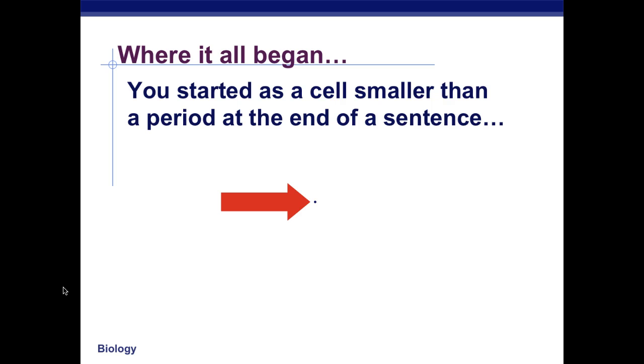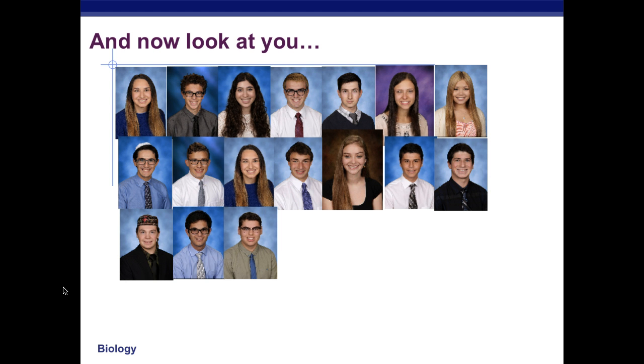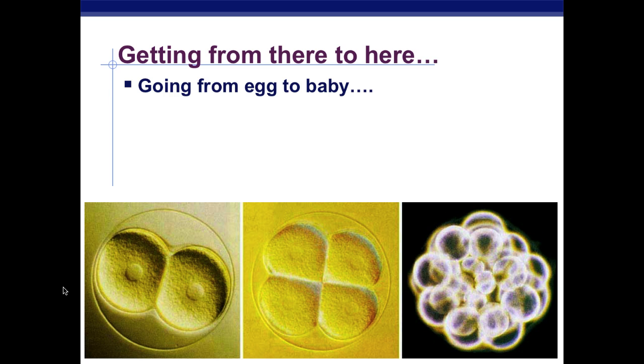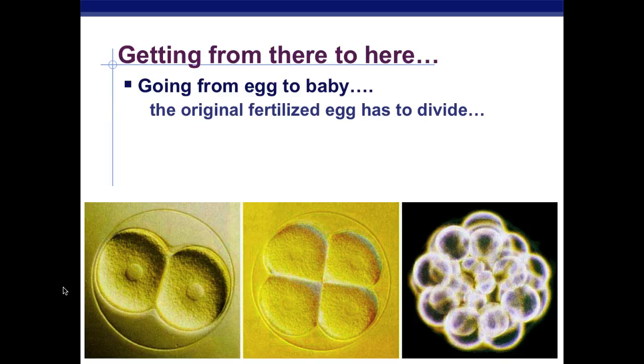So where it all began, you started as a cell smaller than a period at the end of a sentence, and now look at you. So how did we get from there to here? We're going from the egg to a baby. The original fertilized egg has to divide and divide and divide and divide.